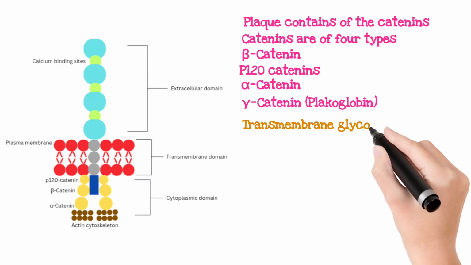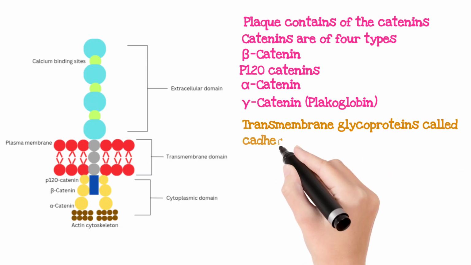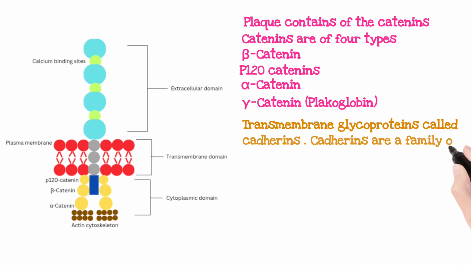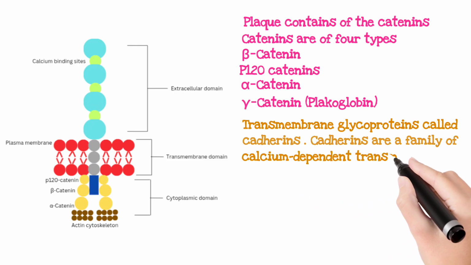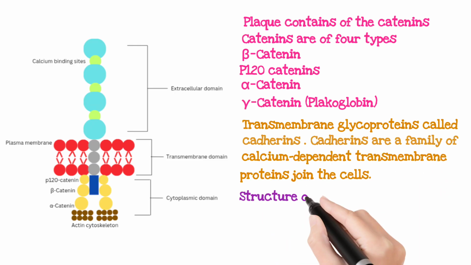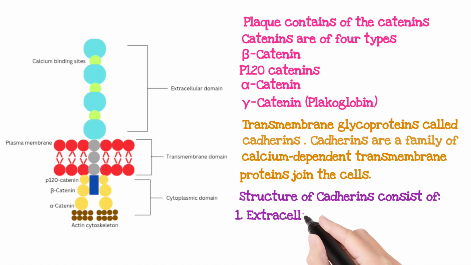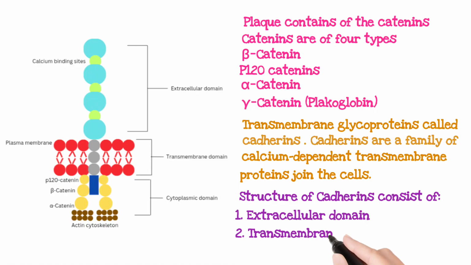Transmembrane glycoproteins called cadherins. Cadherins are a family of calcium-dependent transmembrane proteins that join the cells. The structure of cadherins consists of an extracellular domain, a transmembrane domain, and a cytoplasmic domain. The extracellular domain contains multiple cadherin repeats that bind to cadherins on adjacent cells in a homophilic manner, that is, E cadherin binds to E cadherin, N cadherin to N cadherin, etc.